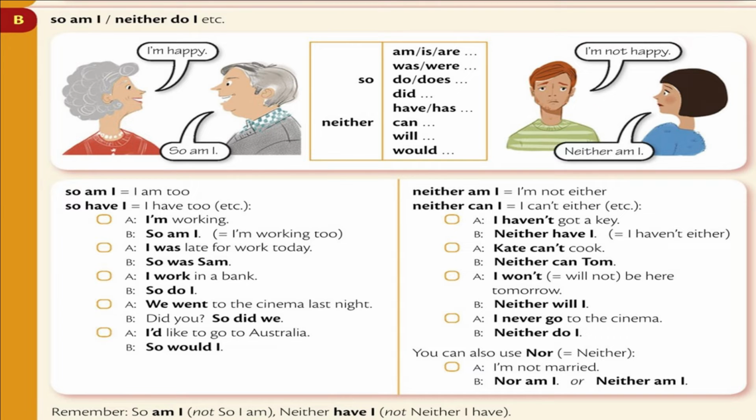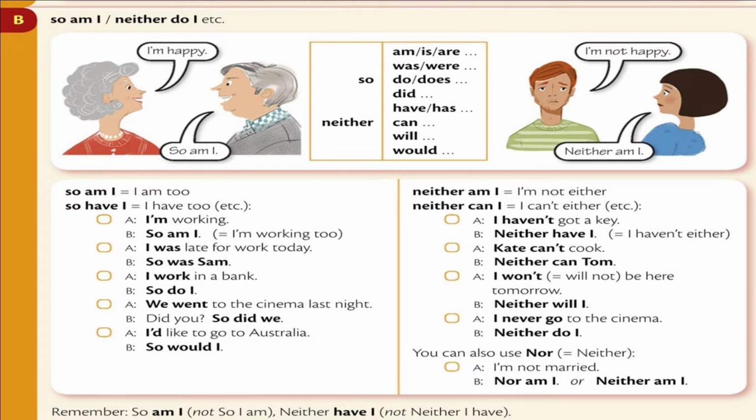A. I was late for work today. B. So was Sam. A. I work in a bank. B. So do I. A. We went to the cinema last night. B. Did you? So did we. A. I would like to go to Australia. B. So would I.